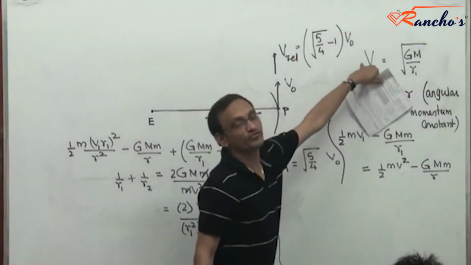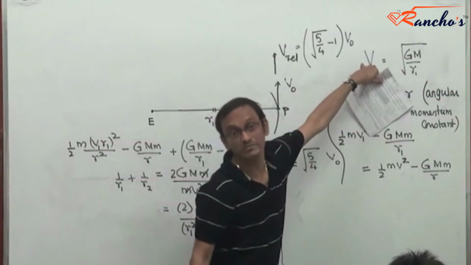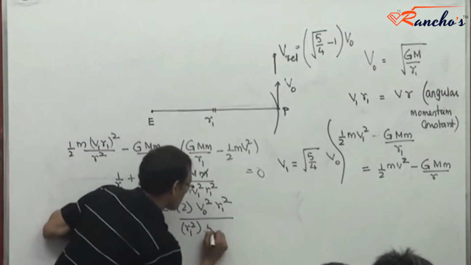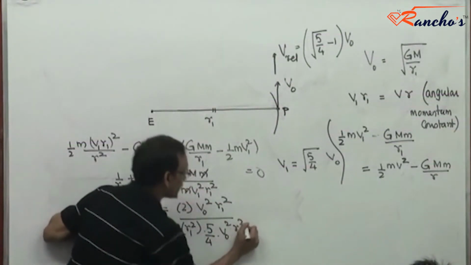V1 squared is root 5 by 4 times V0. V1 is root 5 by 4 times V0. So 5 by 4 times V0 squared into R1 squared. How about it?